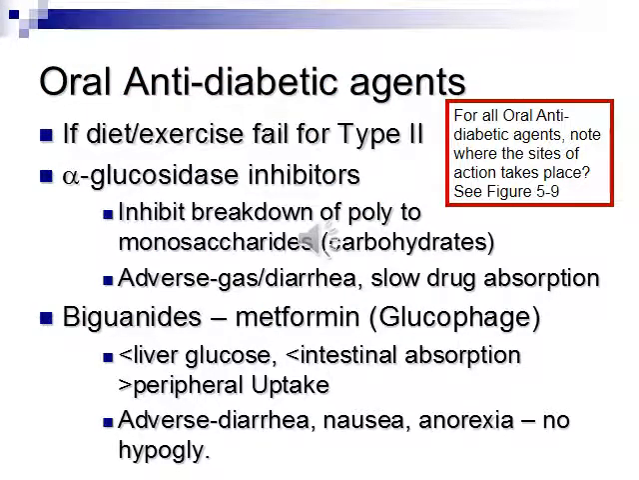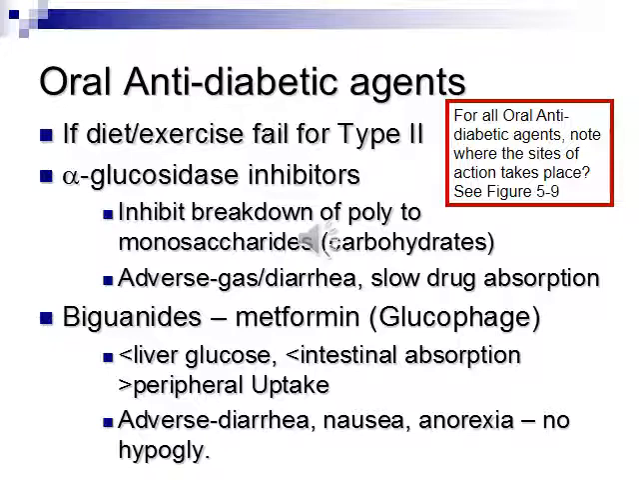Now, the oral anti-diabetic agents are essentially used for individuals with type 2 diabetes. Again, the individual is producing insulin, or in some instances producing a lot of insulin, and their body just doesn't know how to use it. A lot of these different anti-diabetic agents in various ways help with the breakdown and usage of the glucose inside the body. Basically, if diet and exercise fail for type 2, they get prescribed medication. I have a little note up here: look at figure 5.9 so you can see where some of these different anti-diabetic agents work.